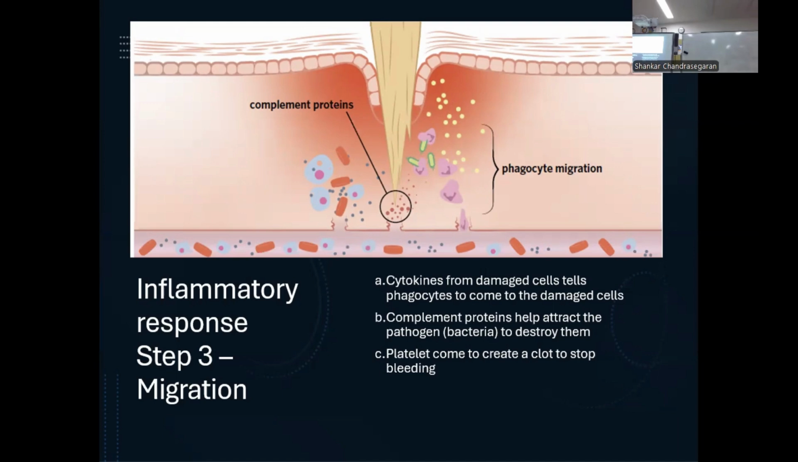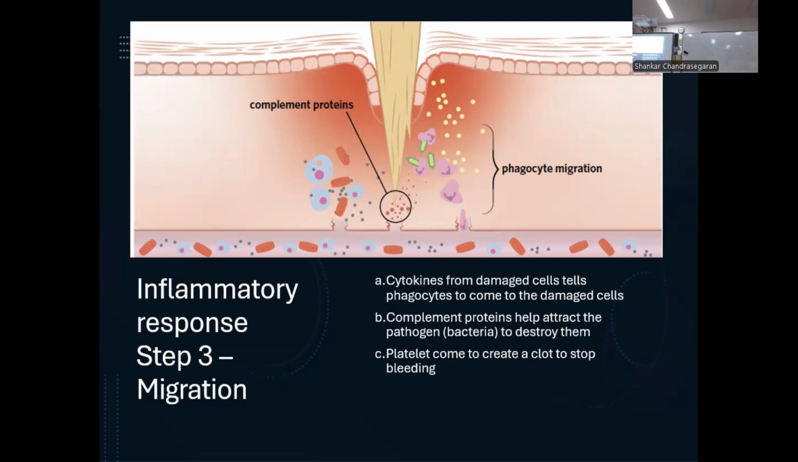the inflammatory response brings everything that is needed to that specific location, right? The cytokines from the damaged cells tell phagocytes to come to the damaged cell. Basically, as the phagocytes are flowing through the blood vessel, any cytokines that go into the blood vessel will trigger the phagocytes to actually come out of the blood vessel into the damaged region, because they have been triggered by the cytokines to actually come fight the war. Second thing is that complement proteins also help to attract pathogens, to destroy them. So this is the complement proteins also coming in to do that thing.